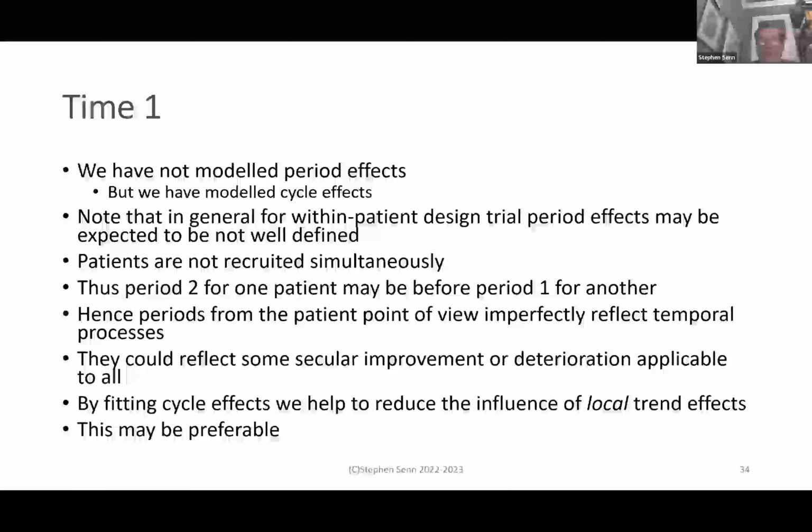They could reflect some secular improvement or deterioration applicable to all, but they could also reflect other things that are happening in the environment. For example, you might be looking at hay fever or asthma, let's say, rather, and it might well be that for a particular patient, you're studying them during the hay fever season, not for other patients, and so forth. So there are clearly trend effects here, which may not be necessarily global. And cycle effects are a way of influencing local trend effects, and this may be preferable.